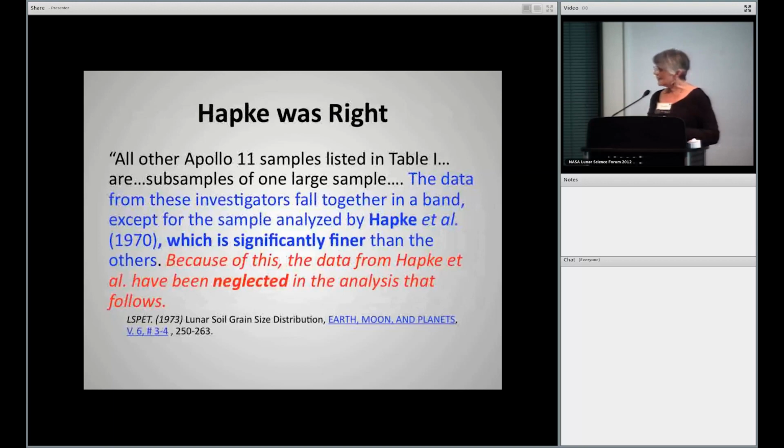So Hapke was another person who measured the Apollo 11 soils, and he came up with a very small number. He said that the median was about 30 microns. And because of that, his data was excluded from the lunar soil grain size catalog because it didn't fit with the rest of the numbers. But actually, his value was pretty close to correct in the sense that it agrees with my numbers.